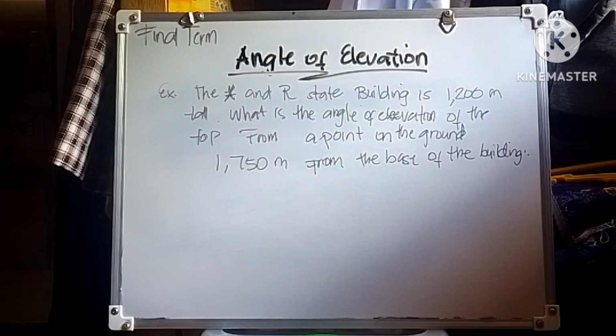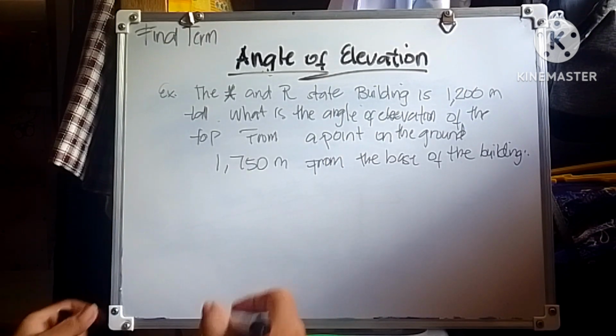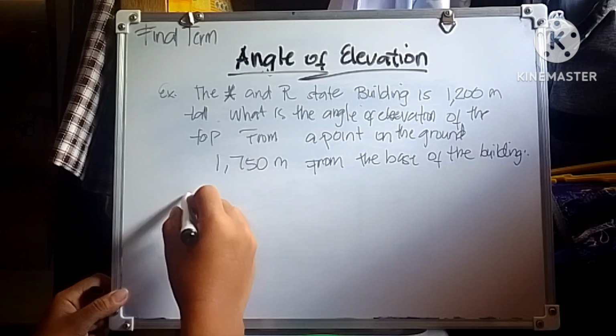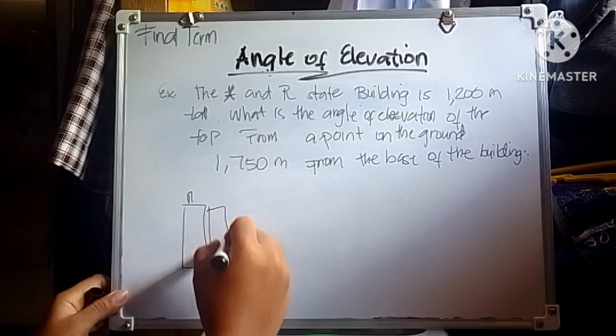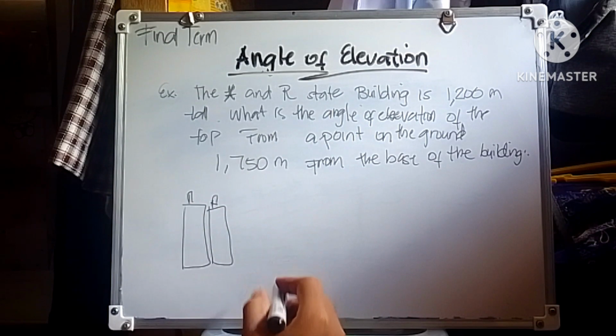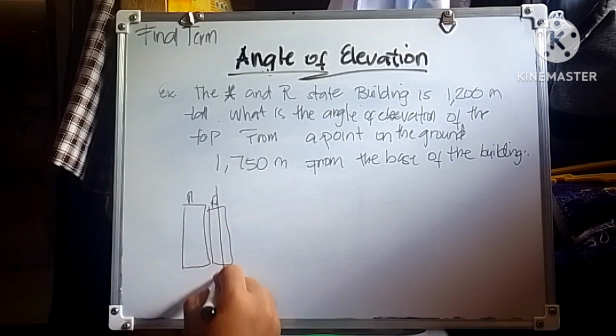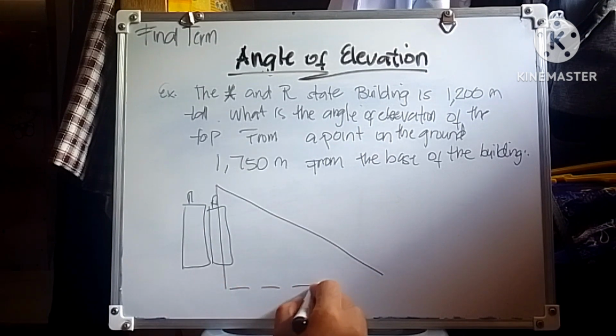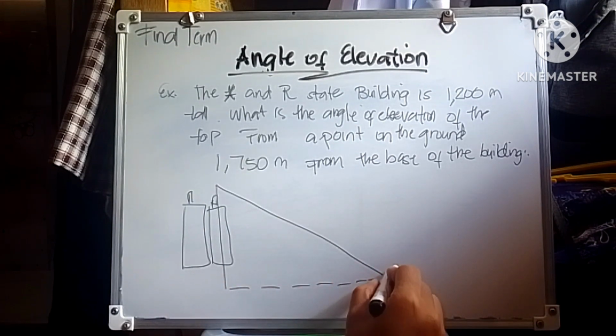When we are solving or finding the angle of elevation, the first thing we need to do is to draw an illustration, then formulate the ratio of the given measures, then form an equation and solve the equation. In this problem, it states that the building is 1,200 meters, so we can draw a building.